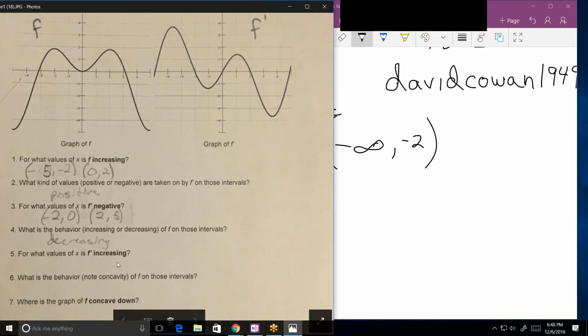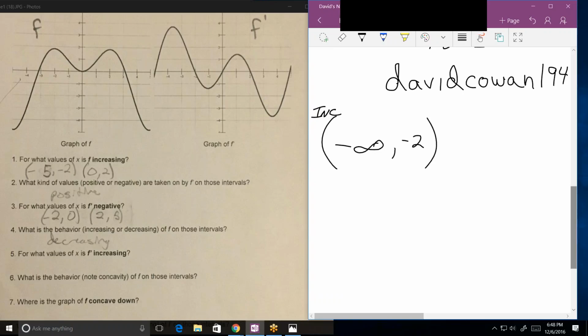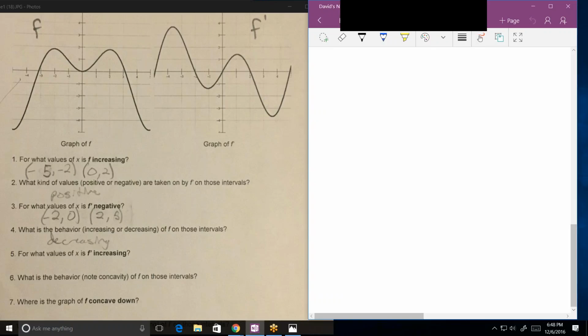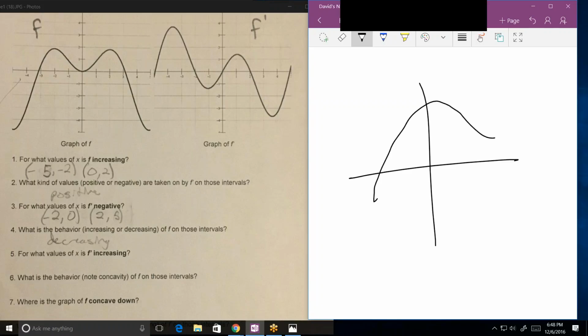Now, so we've got the intervals where f prime is increasing. You know what concavity means. Let's talk about concavity for a moment. If I have a curve over here, let me draw a curve. And I have something that looks like this.